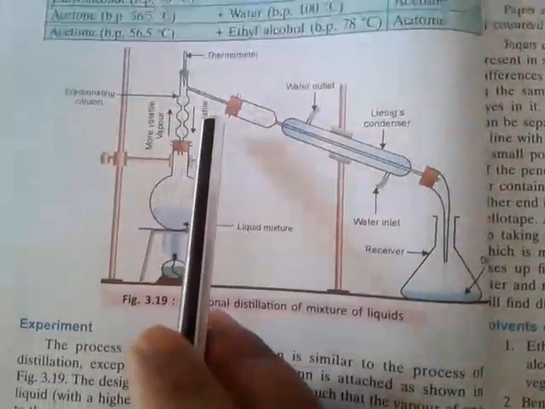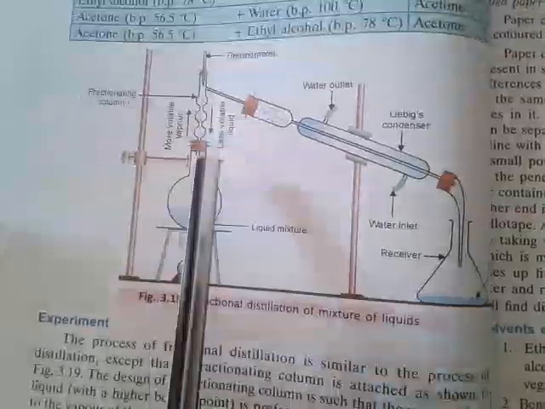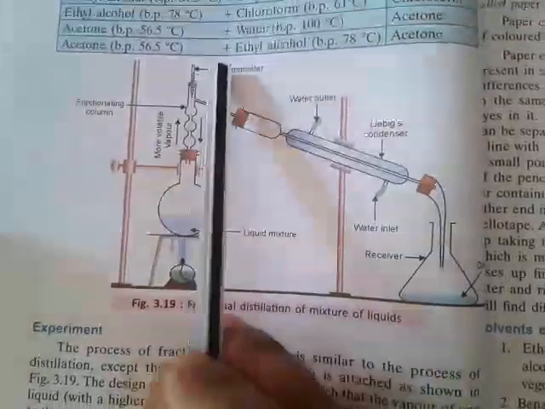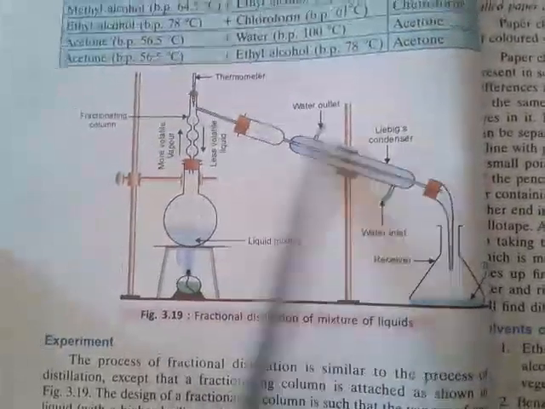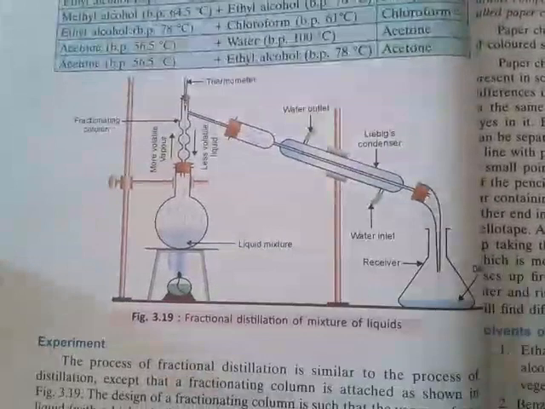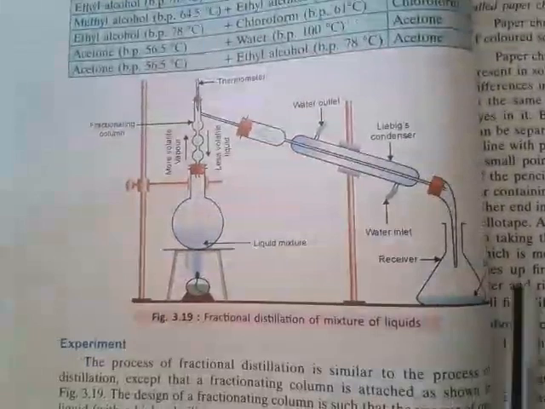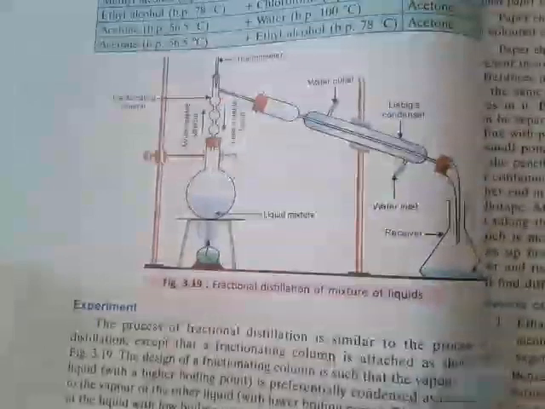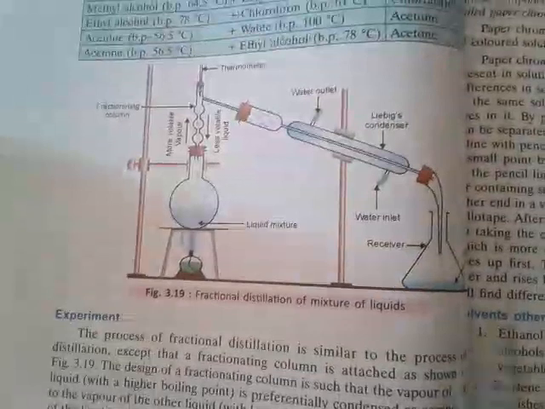First of all, the water will try less to escape, but the methyl alcohol will evaporate first and rise into this fractionating column, and you see the thermometer part. The whole vapor comes into this condenser, which condenses the gaseous matter into liquid, and then the liquid collects in the conical flask, the receiver. By this process you can easily separate the methyl alcohol and the water. This is the fractional distillation of a mixture of liquids.